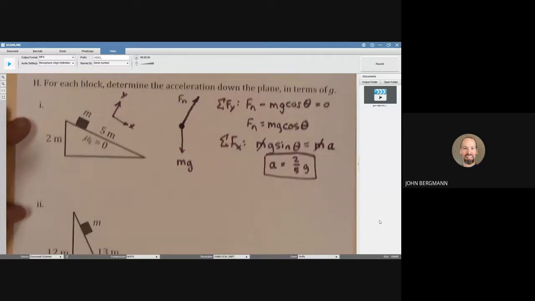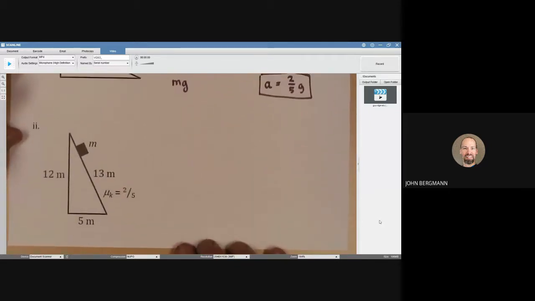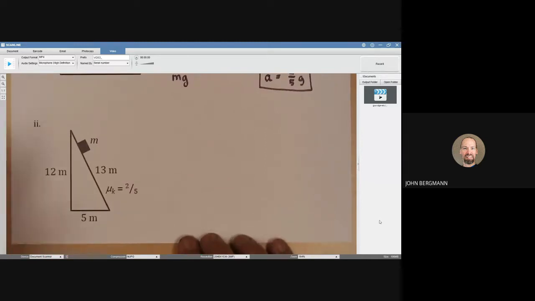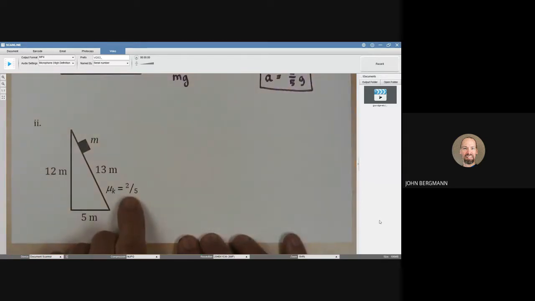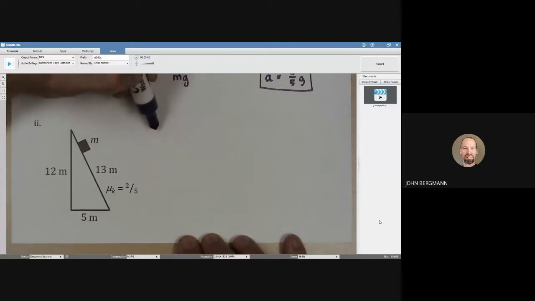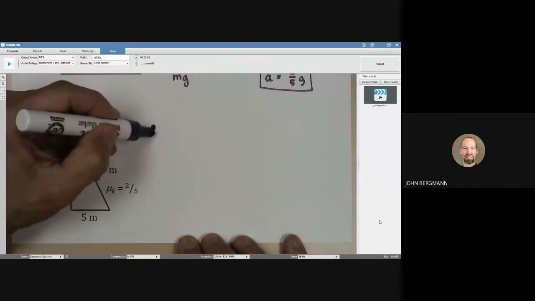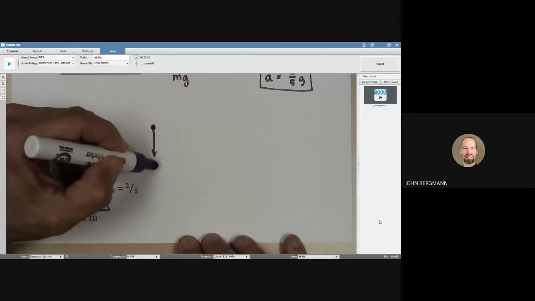All right, well, let's try this one. Now we do have some friction. Usually it's given to us as a decimal, isn't it? But this time it's given to us as a fraction. So perhaps that will come into play. We always start by drawing a free body diagram. So let's do that. mg down there like that.